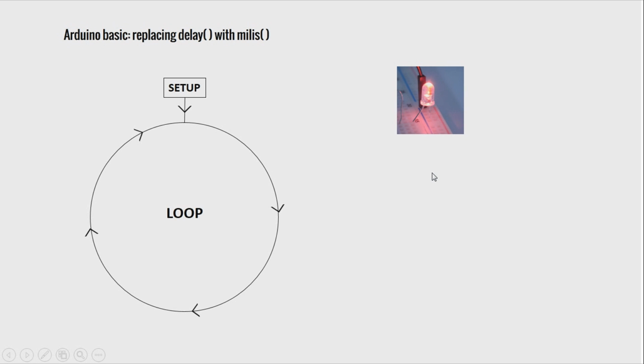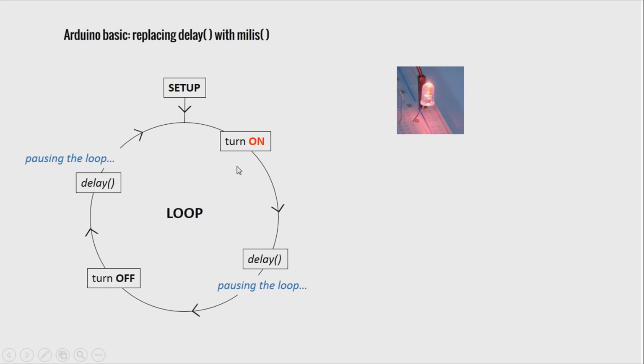In the loop, they repeat 4 processes. Turn the LED on, then delay, or in other words, pause the loop, then turn it off, and then pause again, and turn it on, pause, and so on.